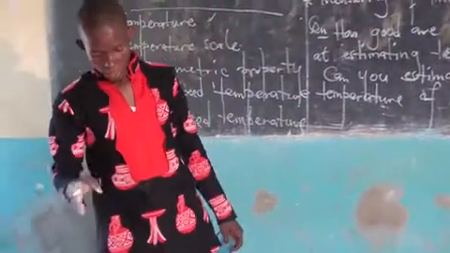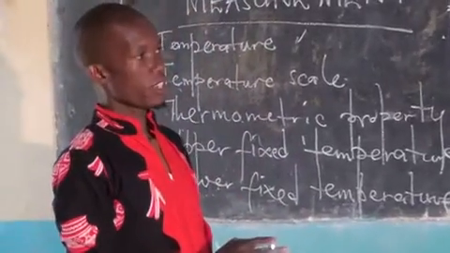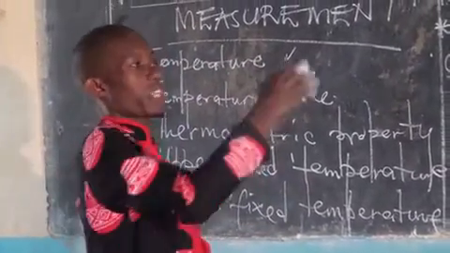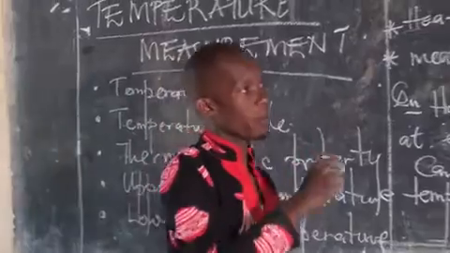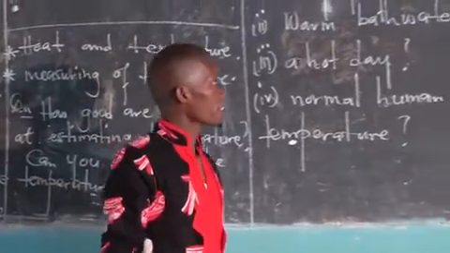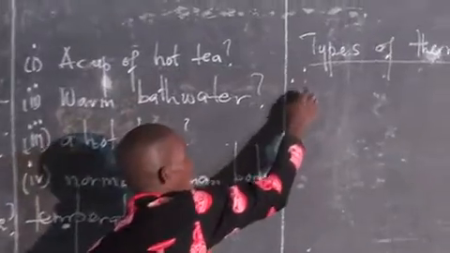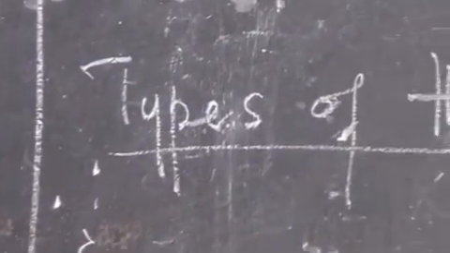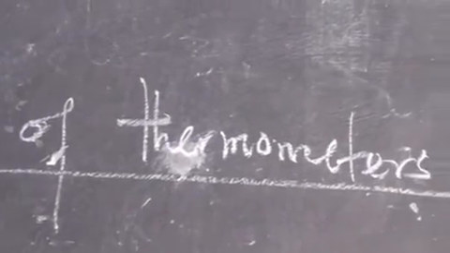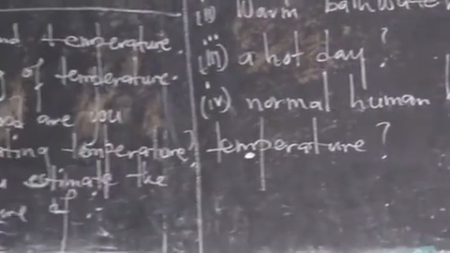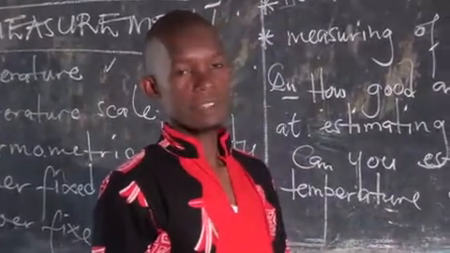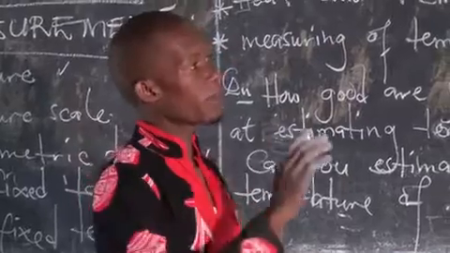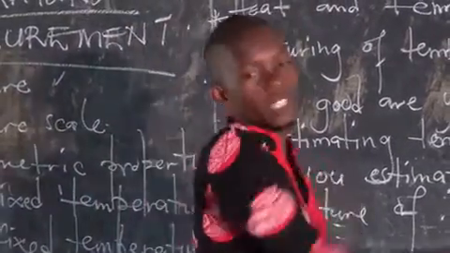You should get to know the different types of thermometers. You are supposed to identify the thermometers you use. If you want to measure the temperature of steam, which type of thermometer are you going to use? If you want to measure the temperature of a body, which thermometer are you going to use? Try to identify the types of thermometer. You need to get to know that.